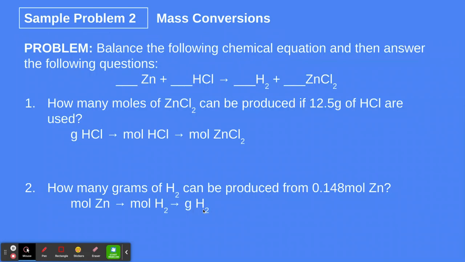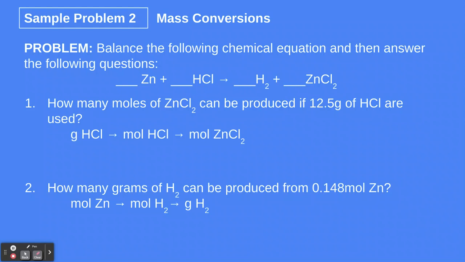So let's practice this. You're going to balance the following chemical equation and then answer the following questions. So we've got zinc reacting with hydrochloric acid to produce hydrogen gas and zinc chloride. The first one asks how many moles of zinc chloride can be produced if 12.5 grams of hydrochloric acid are used. And the second one asks how many grams of hydrogen can be produced from 0.148 moles of zinc. So balance it first, then do the two problems. One is like the first problem I showed you, and the other one is like the second. So one goes grams to moles, the next one goes moles to grams.